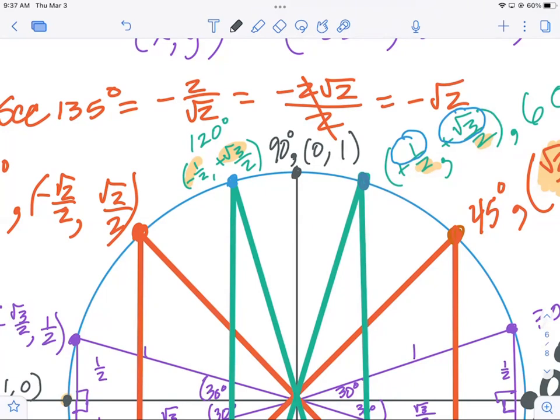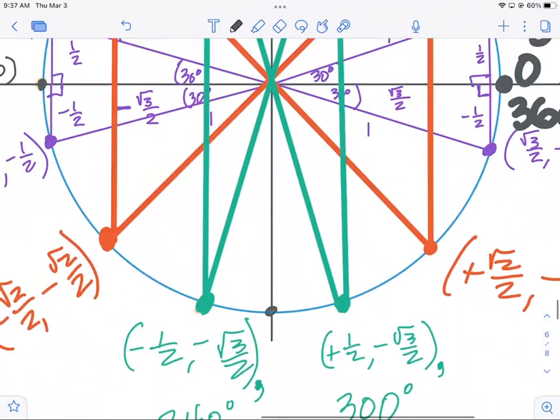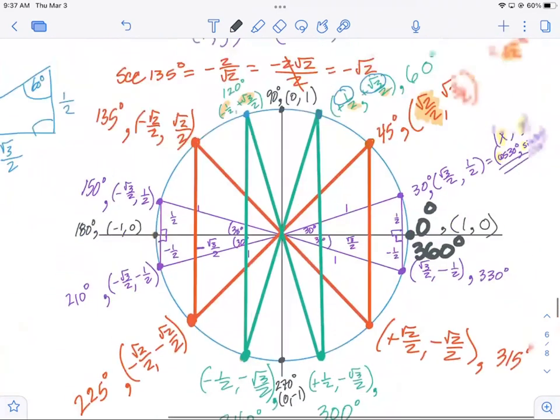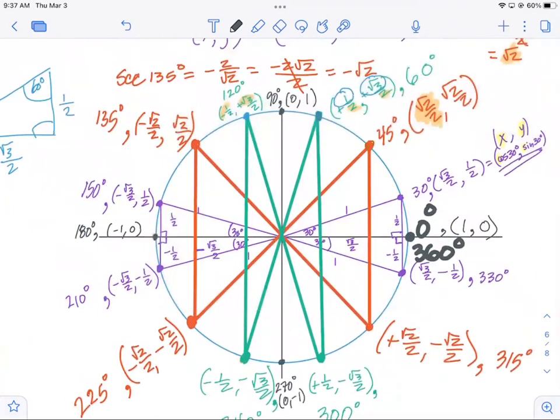Okay. Now, let's go to the last one. I'm down at the y-axis again. This is 270 degrees, and the ordered pair is 0, -1. Okay. What is cosine of 270? 0. Good. What is secant of 270? D and E. What is sine of 270? -1. What is cosecant of 270? -1. What is cotangent of 270? 0. And what is tangent of 270? Does not exist. Boom. There it is. There's the unit circle in degrees.